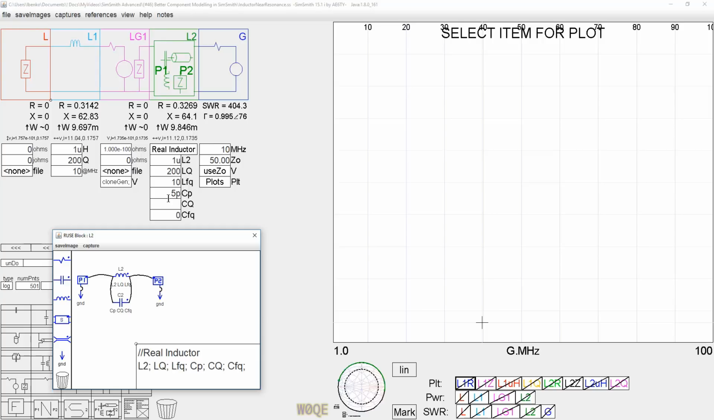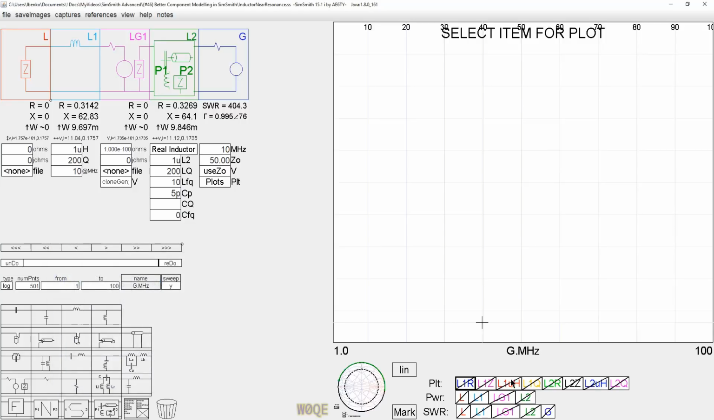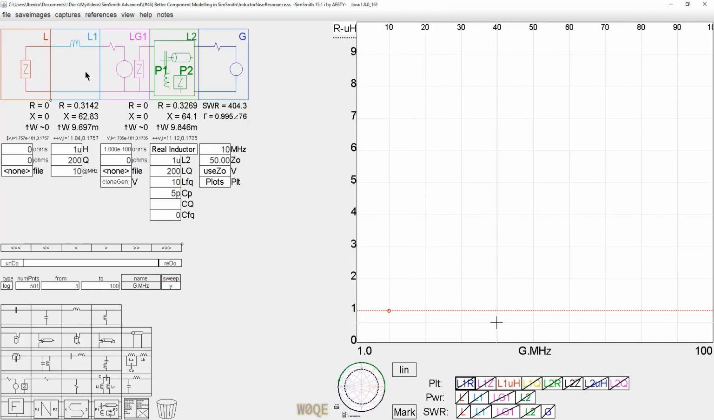I don't know what it is. It really doesn't affect things a lot. So let's look at what this component does as a lumped component. The first component, L1, had constant inductance versus frequency. L2 starts off as 1 microhenry, but it starts to rise.